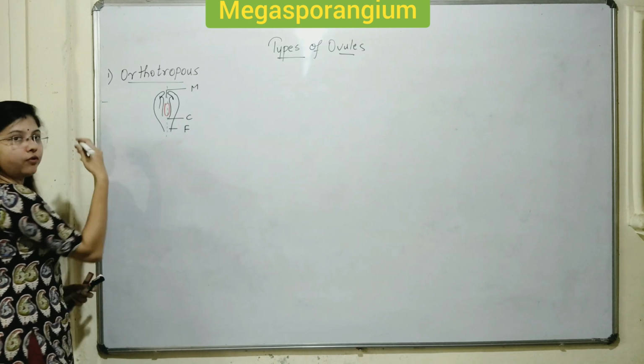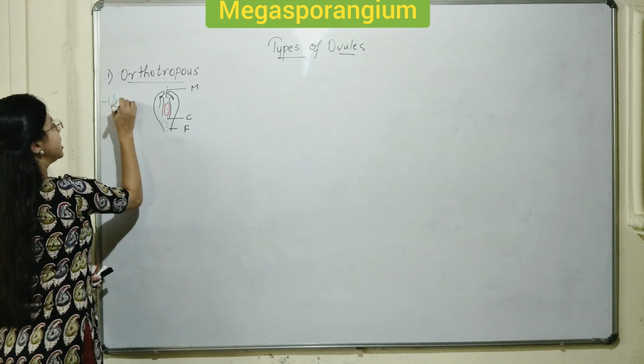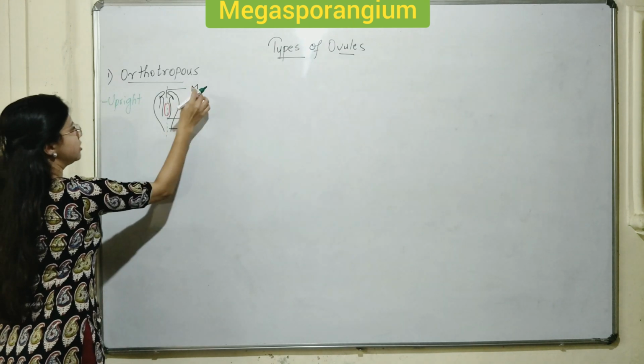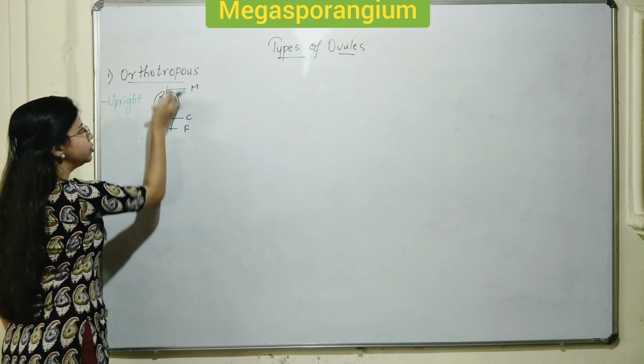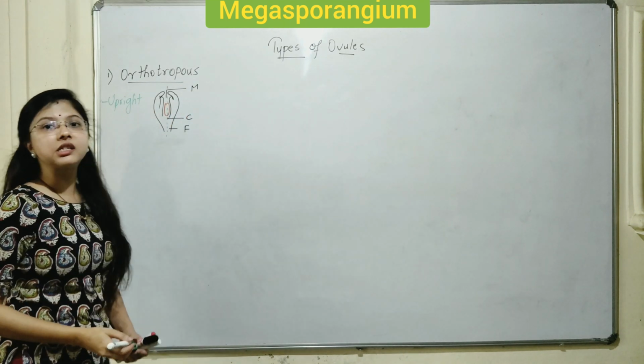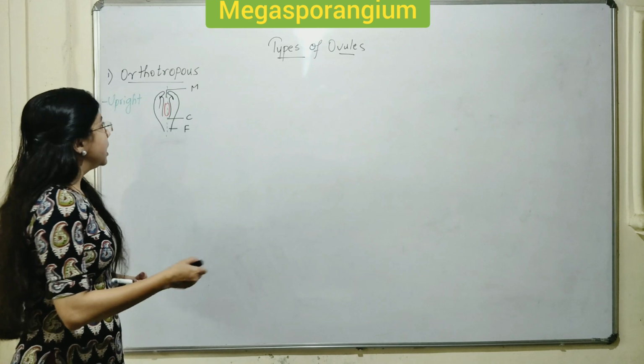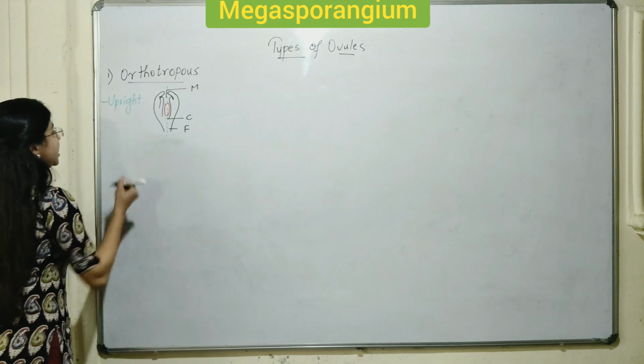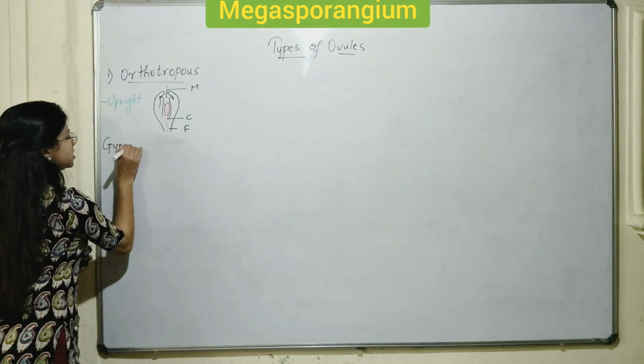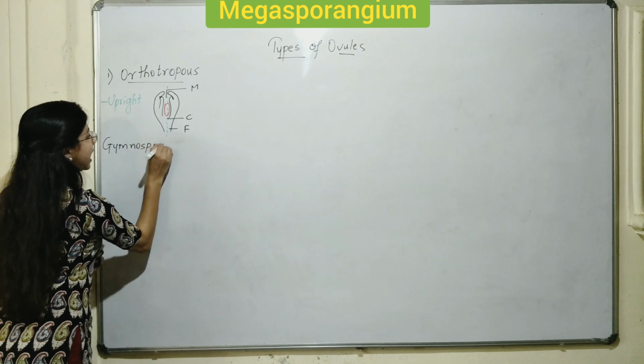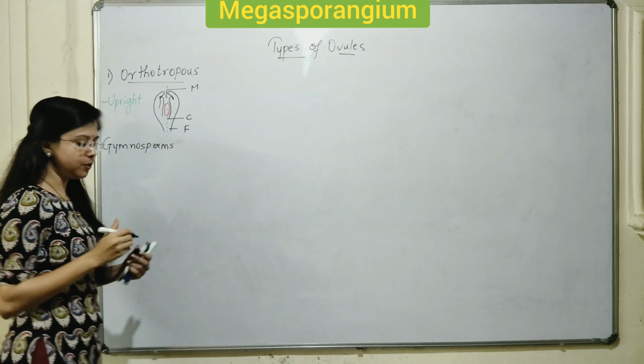So this type of ovule is also called the upright ovule, where the micropyle, chalaza and the funicle all fall in the same line. It is mostly found in gymnosperms. This is the most common form of ovule that is found in gymnosperms.